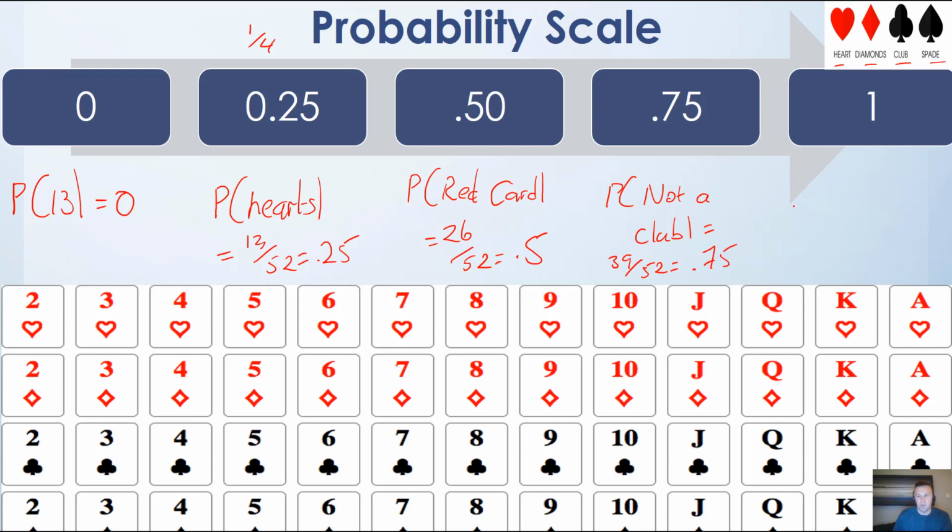Okay, and then the last one is the probability of, I could just say a card, and that's equal to 52 cards out of 52, which is equal to 1. And that is certain to happen.